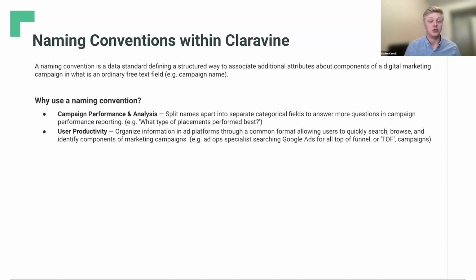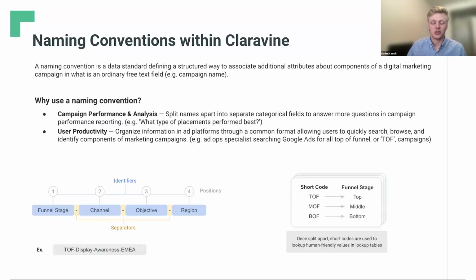And then the other piece to that is user productivity. When we have standardized names, users can quickly search, browse, and understand information about a campaign that they may not even have set up, either from a different team if we have the same standard across teams, or within a team. And this graphic here shows a simplistic campaign name and its identifiers separated by a delimiter. We also showcase how many teams use short codes in their naming conventions as well.